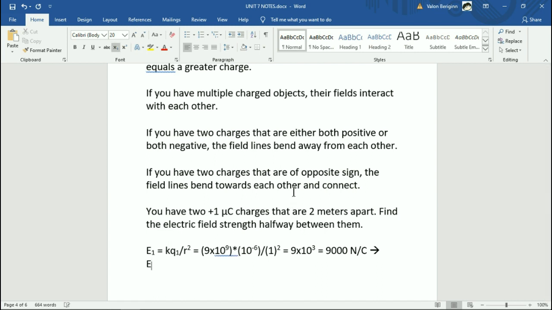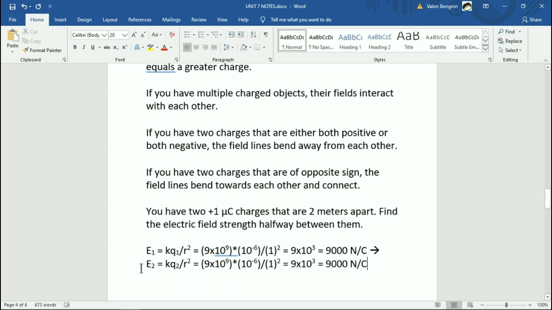Now for the second one. You may be able to pick up what kind of answer we're going to get here. This is still the same, and this is still the same. And again, since we're halfway between them, this is also still the same. So everything is the same, which means we're still 9 times 10 to the 3, or 9,000 newtons per coulomb in terms of our strength.